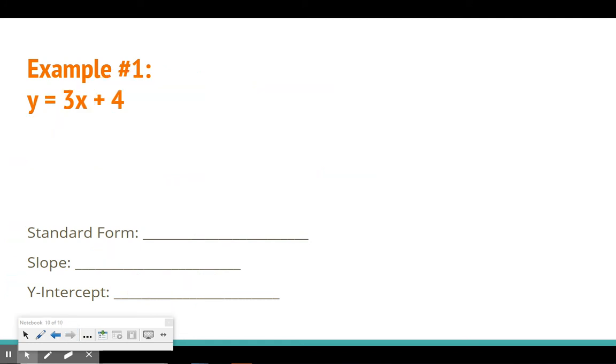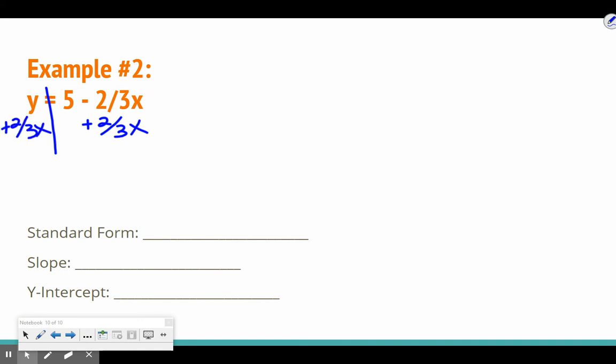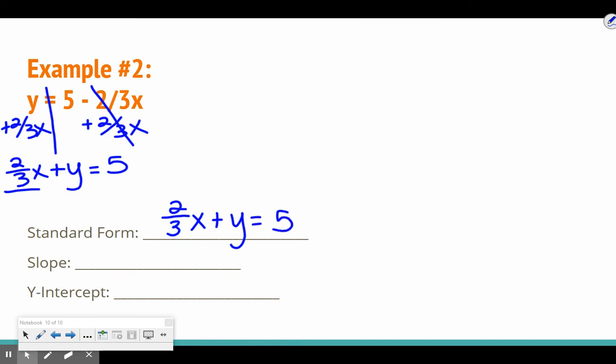Example number 2. Okay, so same process. I want to get my x and my y to the same side. So I'm going to add 2/3 x. So now I have 2/3 x plus y equals positive 5. Because these canceled out, I moved them. Okay, my a value is positive. My x and my y are on the same side. So I know I'm in standard form.